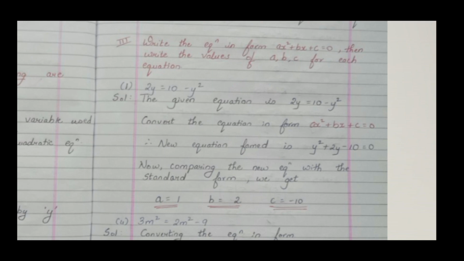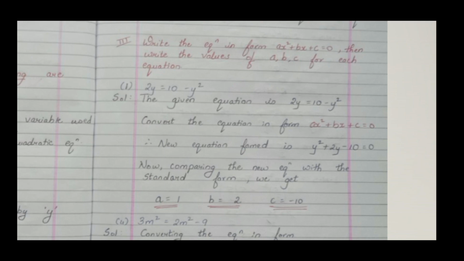So now we have to convert the equation into the standard form that we saw yesterday, and that is also given in the question, that is ax square plus bx plus c is equal to 0. Therefore the new equation formed is y squared plus 2y minus 10 is equal to 0. For this standard form, what we have to do is bring the squared term at the beginning, the variable term in between, and the constant term at the end, and that is equal to 0. So the new equation formed is y squared plus 2y minus 10 is equal to 0.